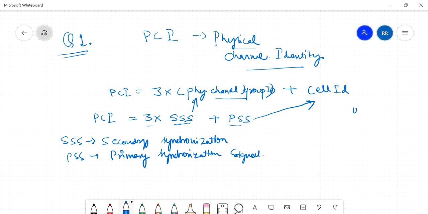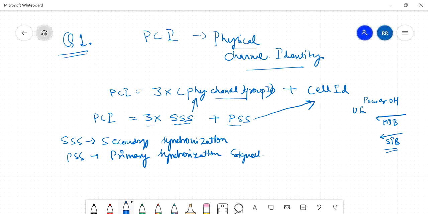Whenever you power on your UE for the first time, it first of all tries to latch onto the network. It goes for registration and all, so it tries to latch onto the network. So it scans the primary synchronization signal and secondary synchronization signal, right? So these are two pieces of information, primary synchronization signal and secondary synchronization signal.